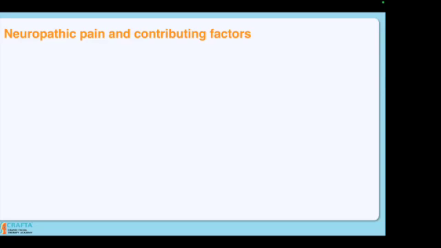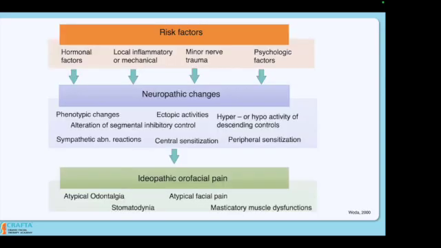When we look at contributing factors, when we talk about neuropathic pain, there's an interesting study from Voda, a little bit longer ago, but still relevant. There could be risk factors there that we can look at. So think about hormonal factors. Think about local inflammations or medical problems there. Think about minor nerve trauma, but we also know that nerves react to psychological factors. When there is stress, when there is a life event, it also can give nerve problems and irritation. So that could be a risk factor.